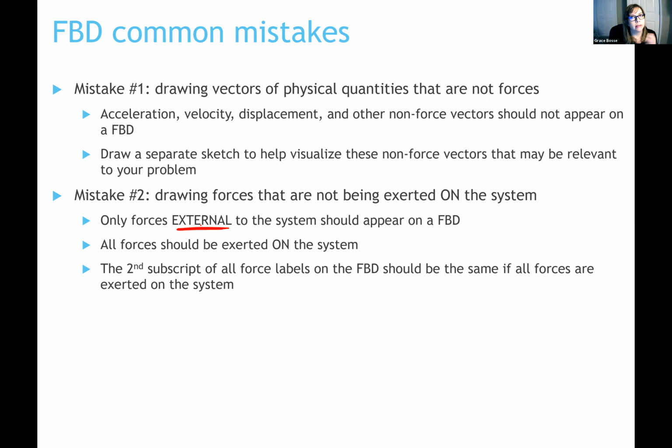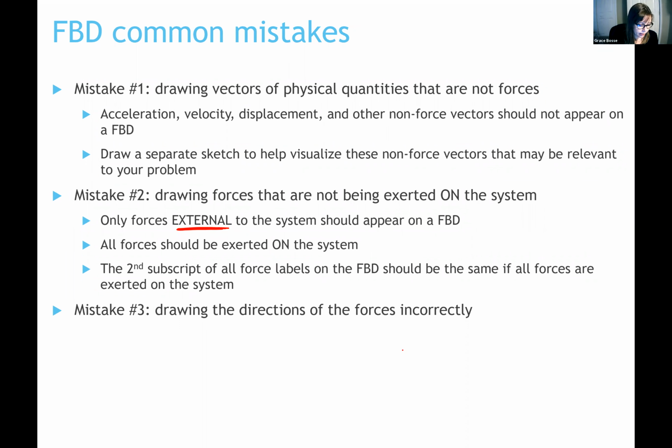Any forces that are describing interactions within items within your system. So let's say your system has a lot of objects within it. If one object is interacting with another object within the system, that's what we call an internal force. And you don't need to put those on a free body diagram because we only want to put forces that are external to the system that are acting on the system.